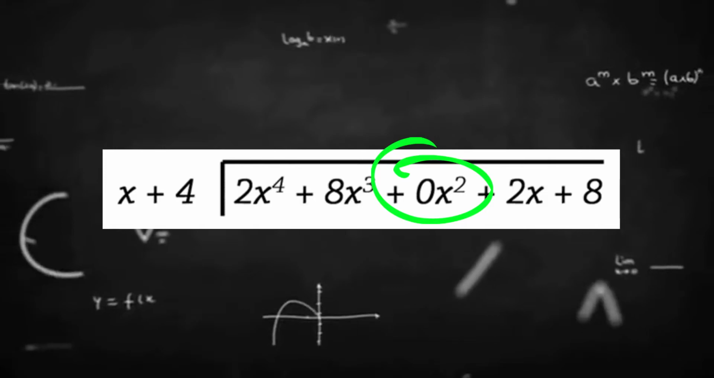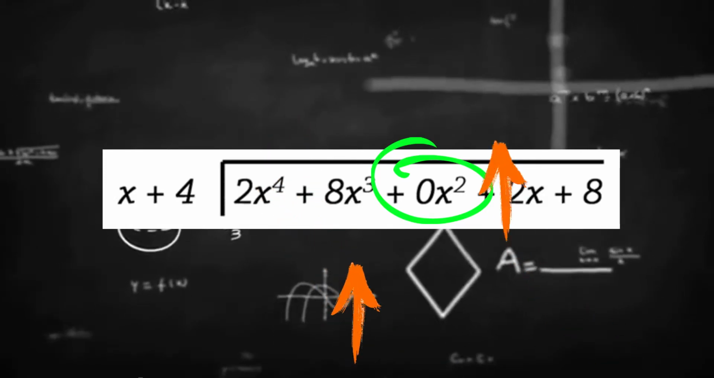Or does it? No! God, please, no! Why is there a 0 squared x between the 3rd power and the linear variable?